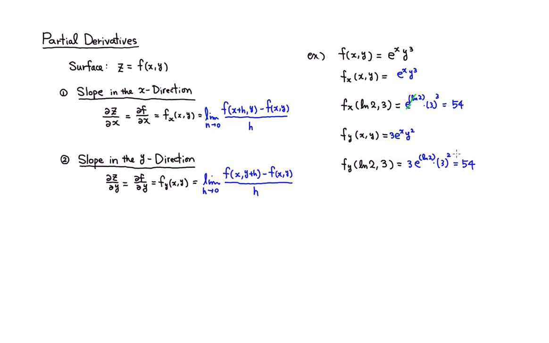But anyway, the way you take the partial derivative is exactly the same as before. The only thing you have to worry about is making sure that you're holding the other variable constant. Then you just take the derivative as usual. All right, that's it. I hope that this was clear.